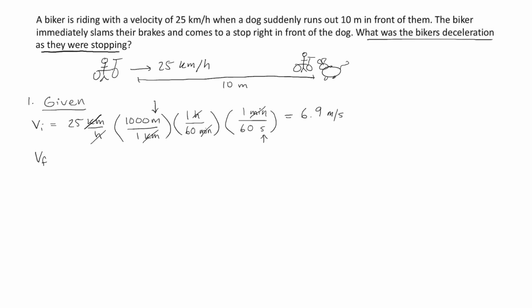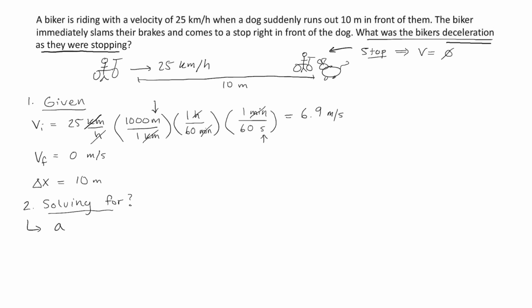Next, we can identify the bike rider's final velocity. We know the rider is coming to a stop. When an object is stopped, it's not moving, so its velocity is 0. In this case, we'll write that the final velocity is 0 meters per second. Finally, we were given the change in position, delta x, which was 10 meters. We always want to ask ourselves, what are we solving for? And we were asked, what is the biker's deceleration? Which means we're solving for the acceleration variable a.